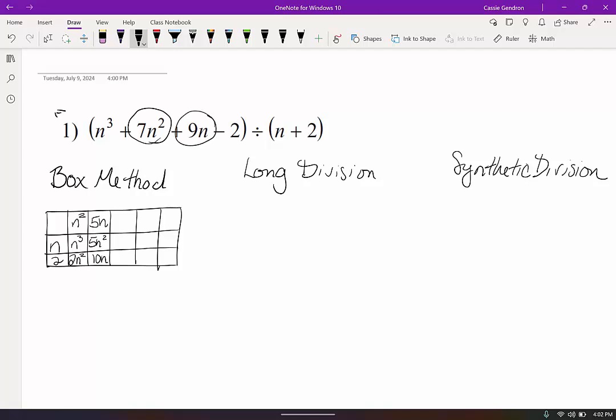10n, we need 9n. So I'm going to subtract 1n. This is negative 1. And this is negative 2, which is here. So there's no remainder. So my answer is n plus 2 times n squared plus 5n minus 1. Now that is completely factored. So let's see how I get the same result using long division.